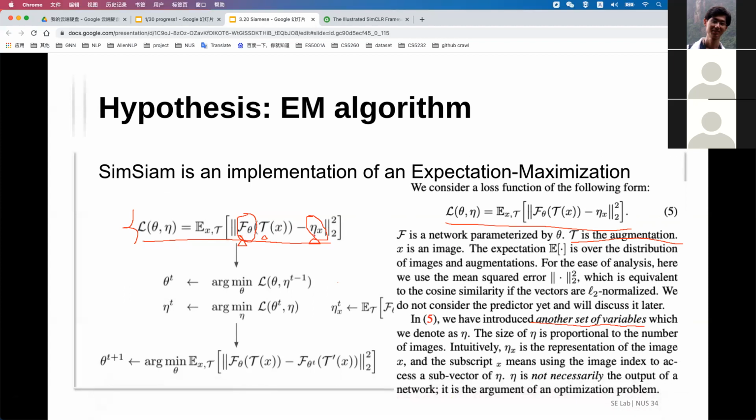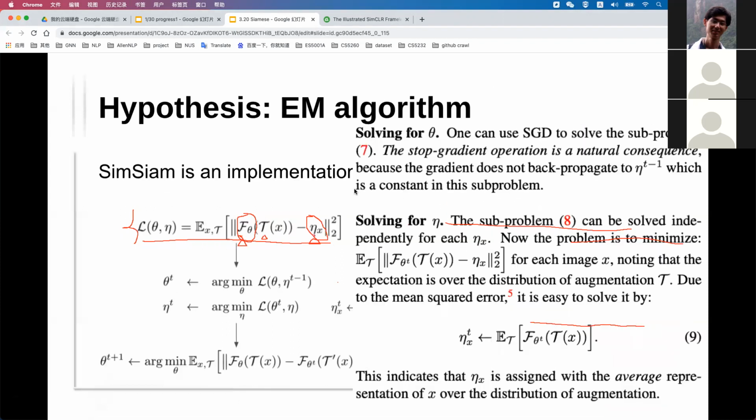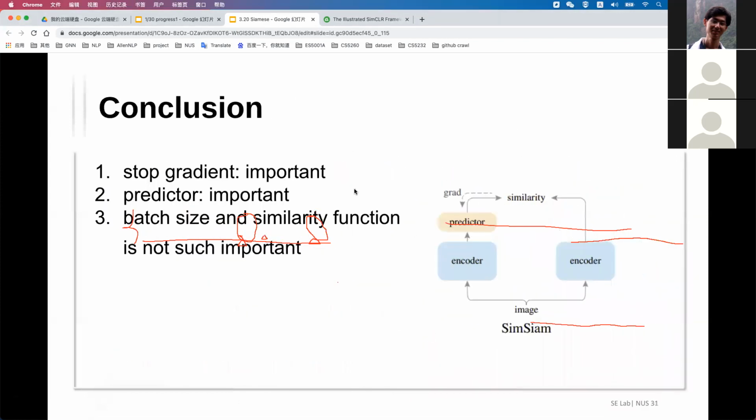Could you? And why will a Siamese model have model collapse? Because if you let the two networks share the same weight, and let me just give you the picture, if you let the two encoders have the same weight, then they will output the same representation. Then the similarity is the max.